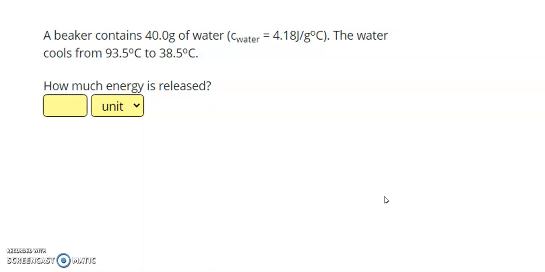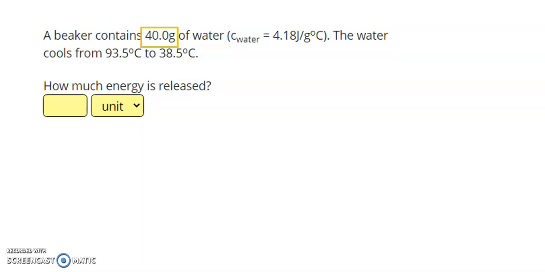This is the example problem for Unit 2, Specific Heat Problems, Complete Problems 2. This problem says, a beaker contains 40 grams of water, specific heat of water is 4.18 joules per gram degree Celsius. The water cools from 93.5 degrees Celsius to 38.5 degrees Celsius. How much energy is released?